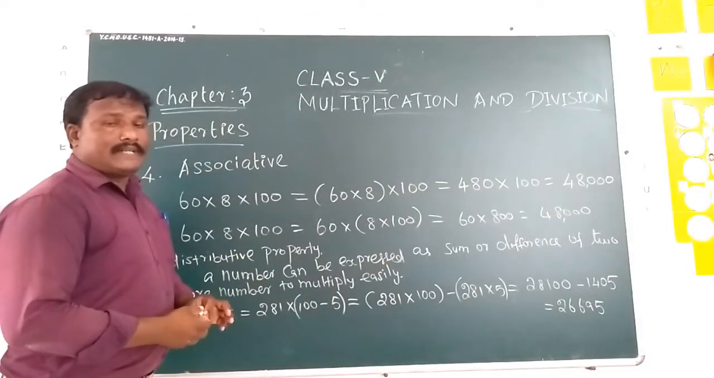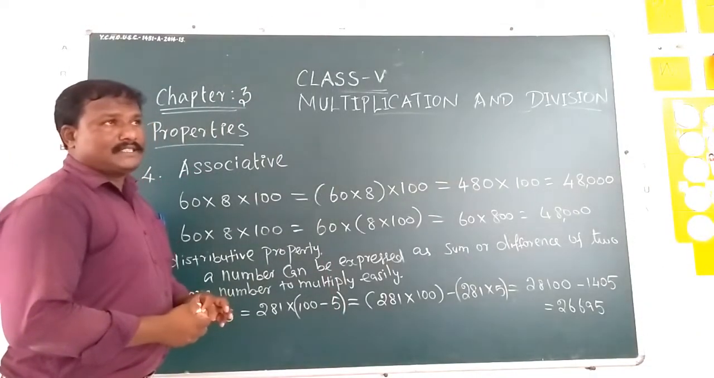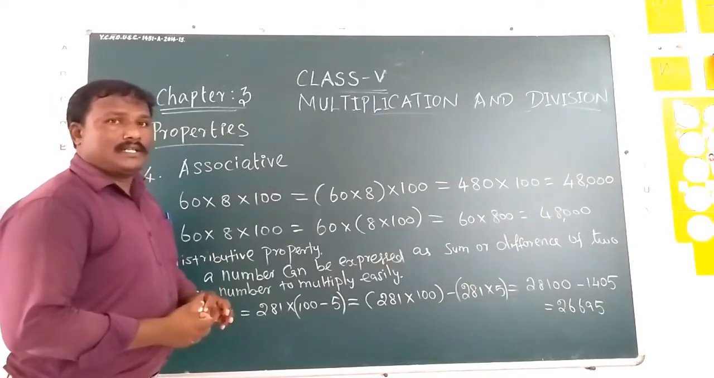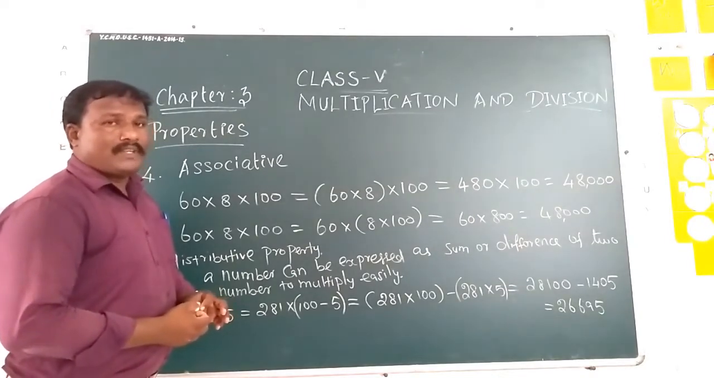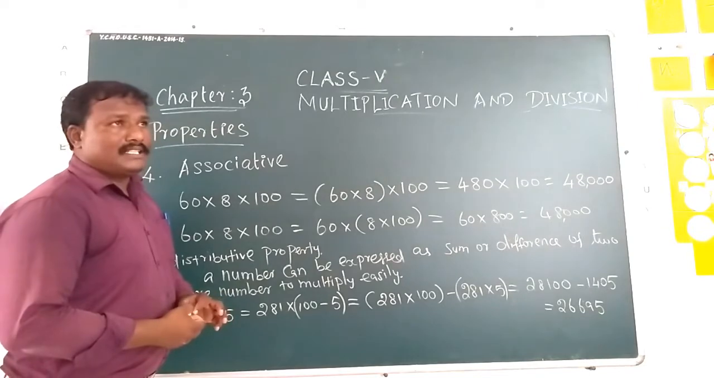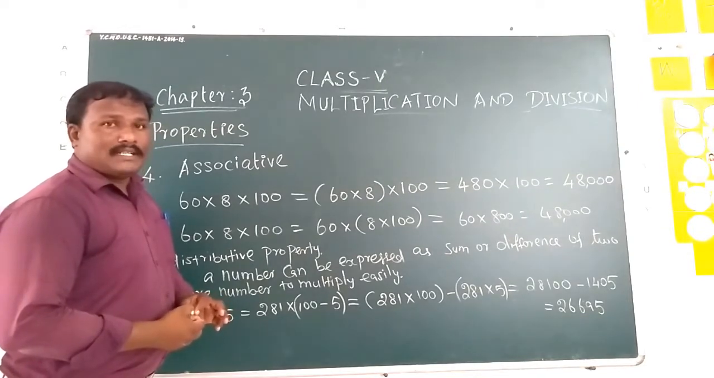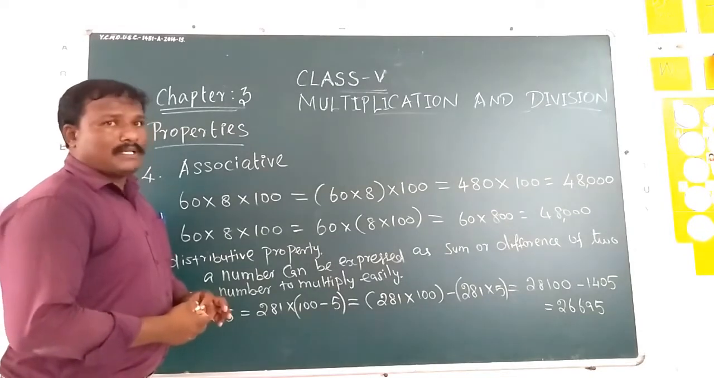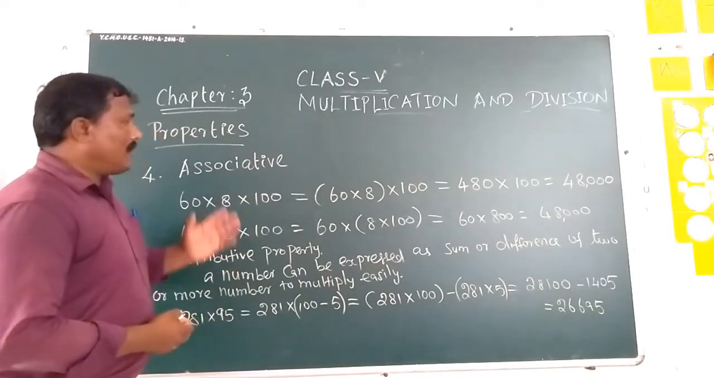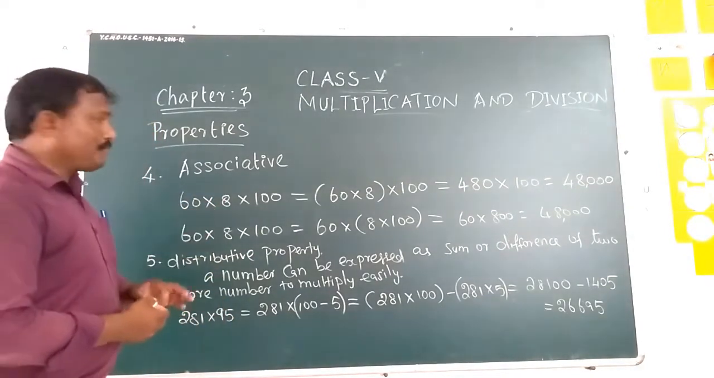Okay. Let me discuss the fourth property. We know when we do multiplication sums, we have some property. So using that property, we can easily find a solution in some places. Okay. So now we will discuss the associative property.